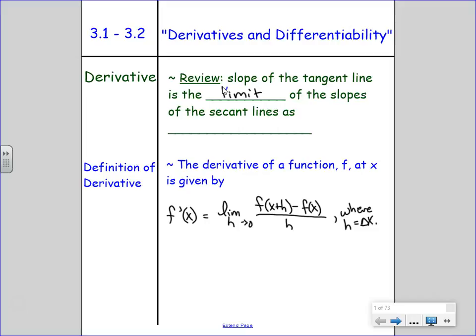Is the limit of the slopes of the secant lines as delta x goes to 0, or x goes to the point of tangency, which could be a or c or whatever.